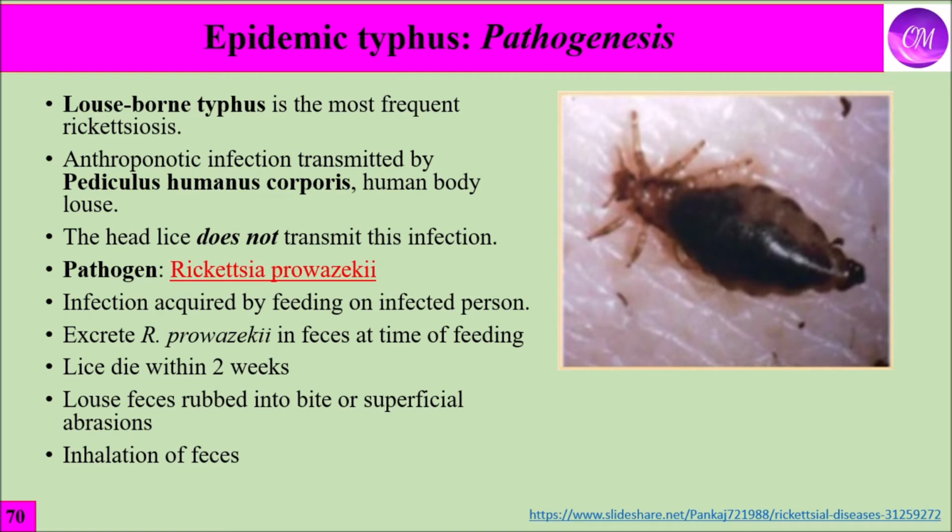The pathogen of this disease is Rickettsia prowazekii. Infection is acquired by the louse feeding on an infected person. The louse excretes Rickettsia prowazekii infectious at the time of feeding. Lice die within 2 weeks, and louse feces are rubbed into the bite or superficial abrasions, or infection occurs by inhalation of feces.